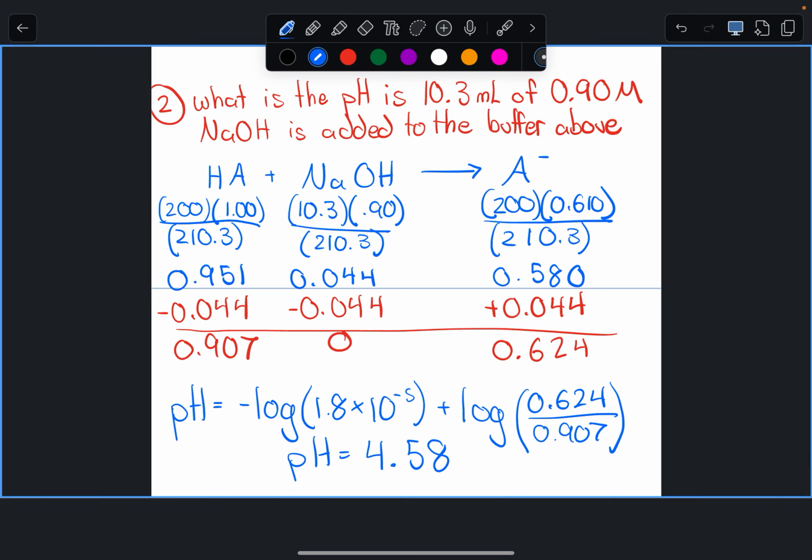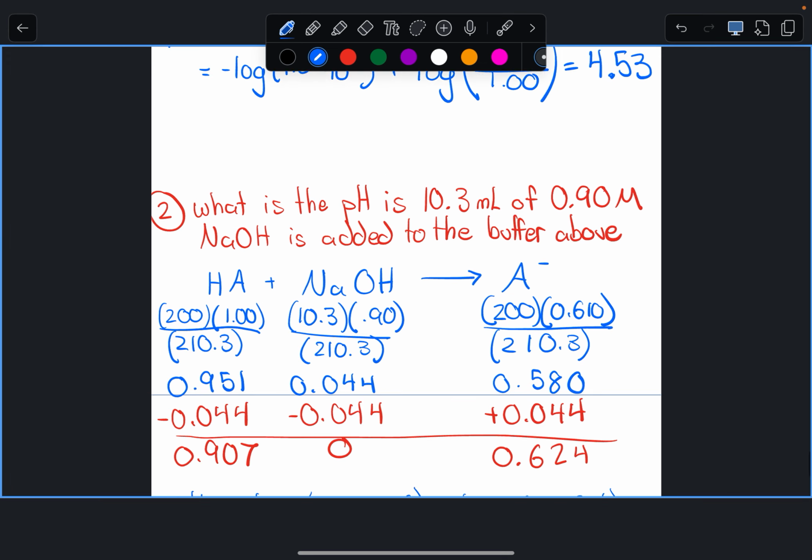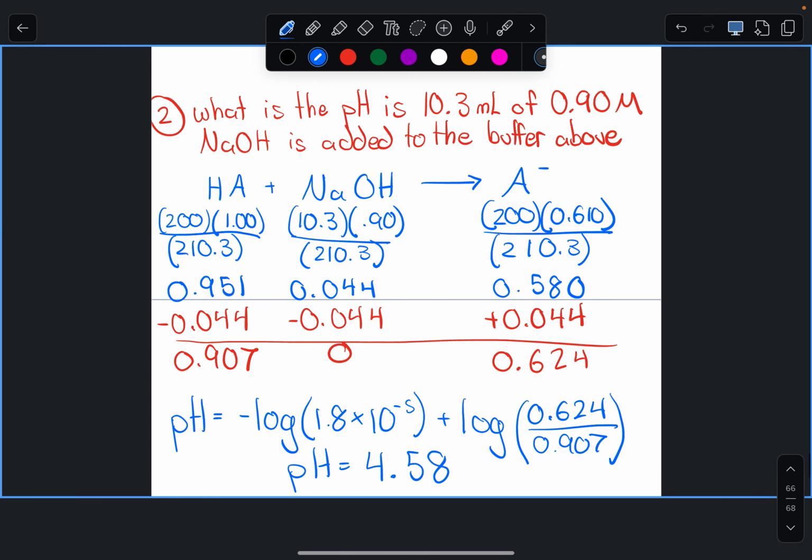Oh, is it really that small? Anybody have an answer already? Yeah, I got the same answer too, but I did it differently. But you got the same answer? I'm just not convinced that's right. I'm going to have to double check it because it seems too small to me. Let me just go through it real quick. 10.3 times 0.9 over 210.3, 0.44.